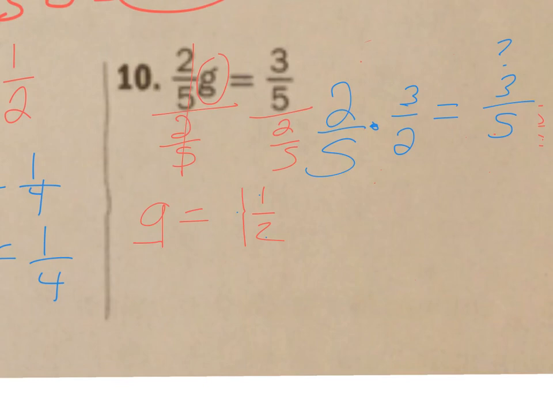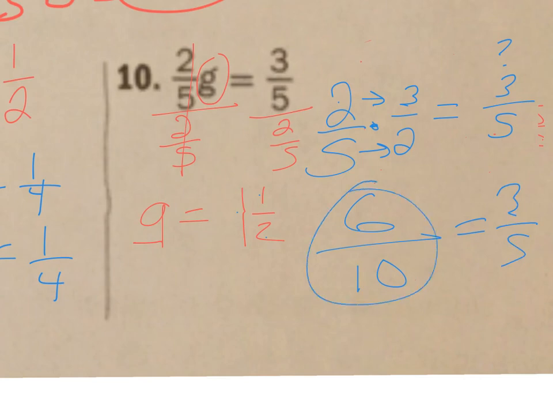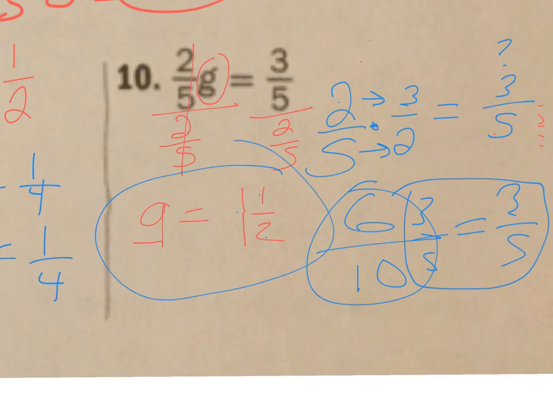Okay, let's do this. 2 times 3 is 6, and 2 times 5 is 10, equals 3/5. Now, if I reduce this right here, cut it in half, it's going to be 3/5. And then 3/5 equals 3/5. So, G is 1 1/2.